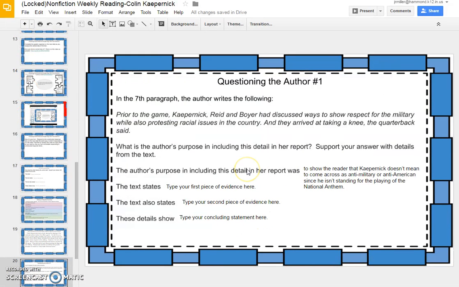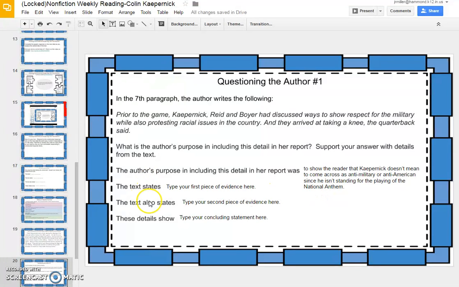So remember, we use Christina Smecken's yes ma'am method of responding to constructed response questions. So this is just my own thoughts. These are my own thoughts. The author's purpose in including this detail in her report was to show the reader that Kaepernick doesn't mean to come across as anti-military or anti-American since he isn't standing for the playing of the national anthem.